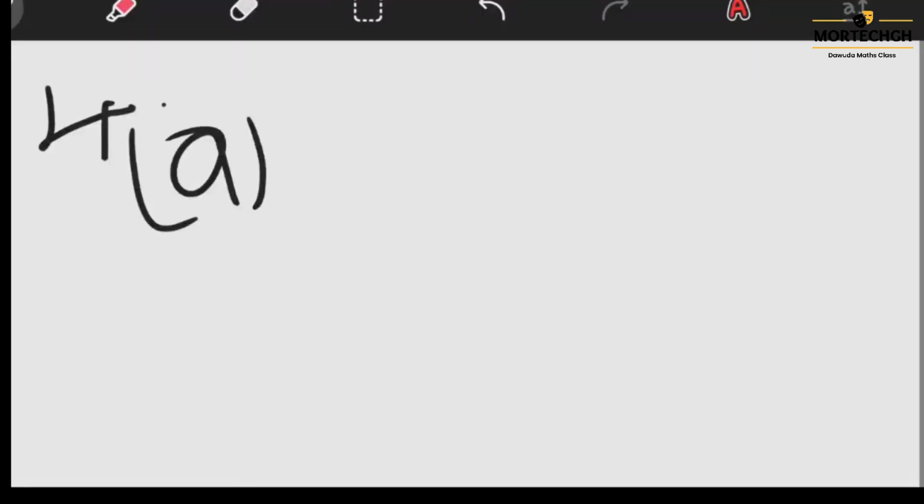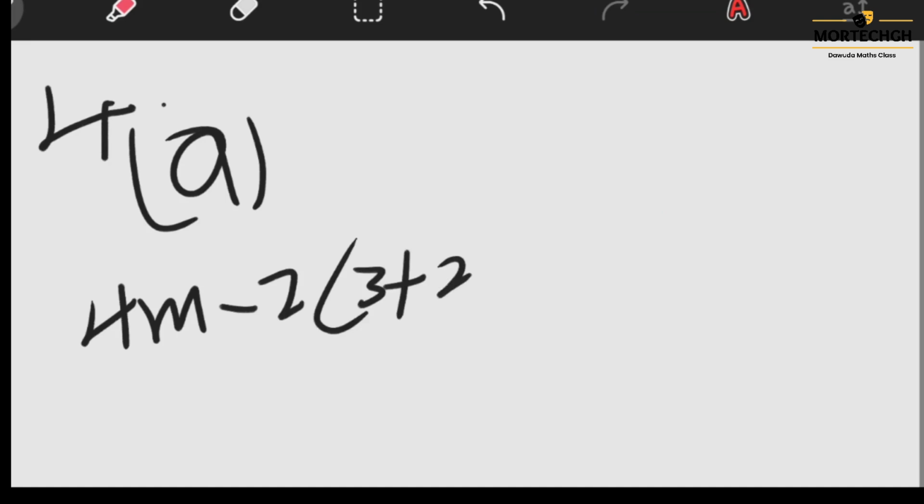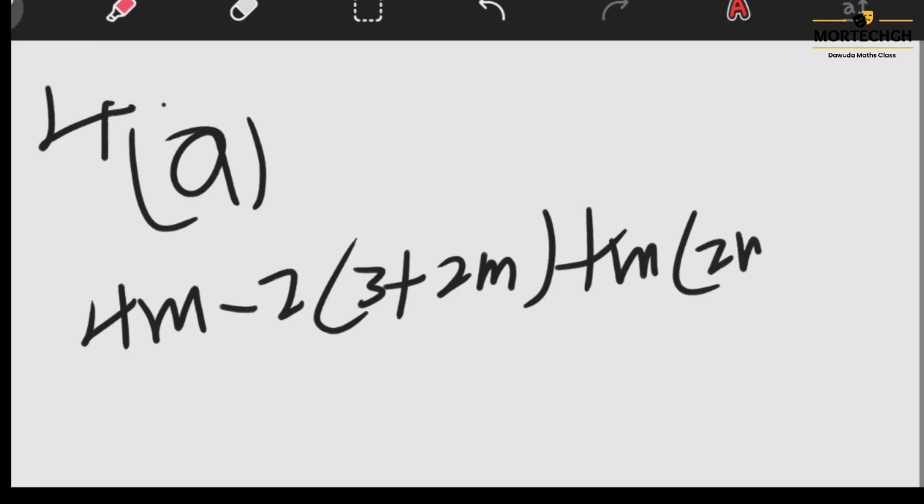Question 4a. If 4m minus 2 bracket open 3 plus 2m bracket close plus m bracket open 2m plus 4 bracket close is equal to 0, find the value of m. So let's first of all expand the bracket.